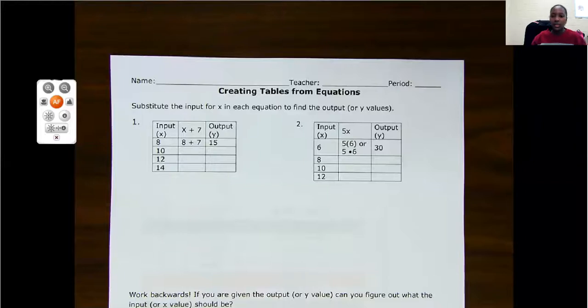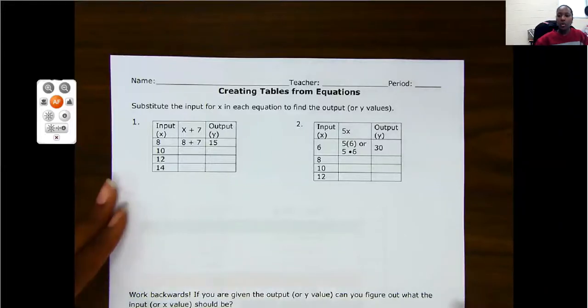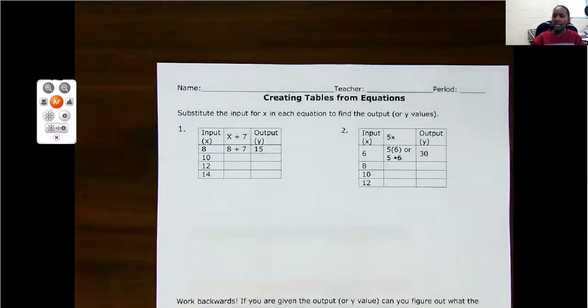Share. All right, let's look at this. Creating tables from equations, okay? So the vocabulary words that we're going to be using in this lesson are additive relationship and multiplicative relationship. They sound like big scary words, but they're not really. An additive relationship is when you're using addition or subtraction to solve. A multiplicative relationship is if you're using multiplication or division to solve. Easy, right? All right, let's take a look at what we have right here.